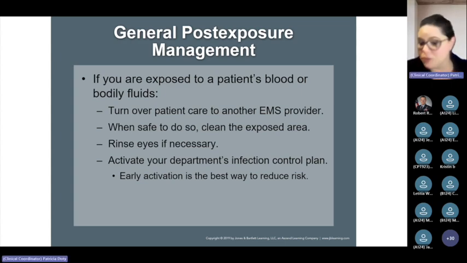To clean yourself before it can spread further. Must report immediately and receive proper care. Okay, now we're getting kind of closer to what I was saying. It limits the amount of time for your exposure. Y'all are all kind of getting on that exact reason. So we wanted to turn over patient care to another EMS provider so that we can go get care, because when we started this, I said, I have to take care of my health before I can take care of theirs. That's it. Okay. So we need to make sure that we limit our exposure, and when it's safe to do so, clean the exposed area. That's a big thing.